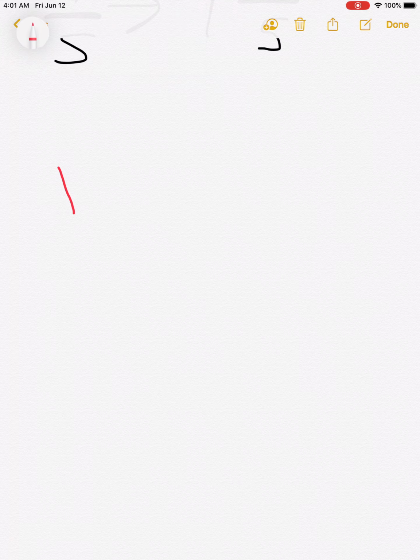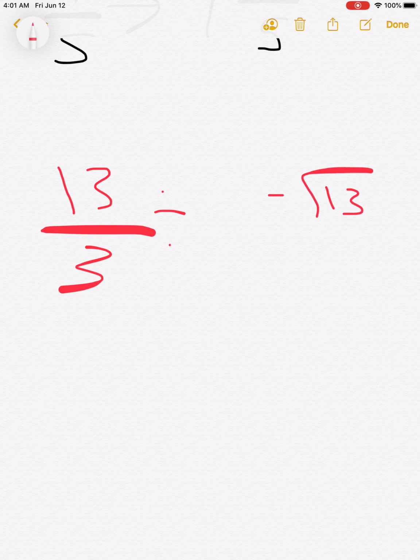All right, last one for today. Let's try 13. 13 thirds, okay? So first thing I want you to do is think about it as a division problem. And let's write it out. 13 divided by 3. Okay? How many times is 3 divided into 13? I hope you said 4.